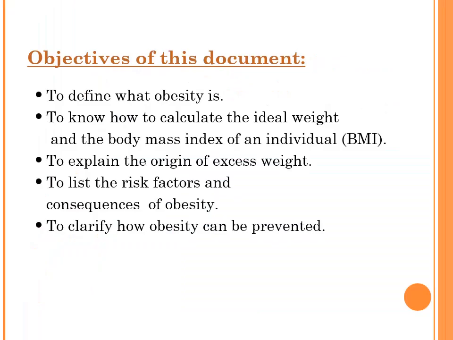The objectives of this document are to define obesity, to know how to calculate the ideal weight of an individual and the body mass index, which is also called BMI, to explain the origin of the excess weight of an obese person, to list the risk factors and the consequences of obesity, and finally to clarify how obesity can be prevented.